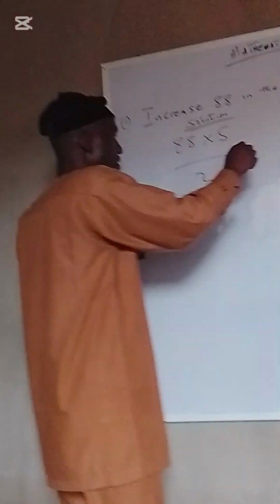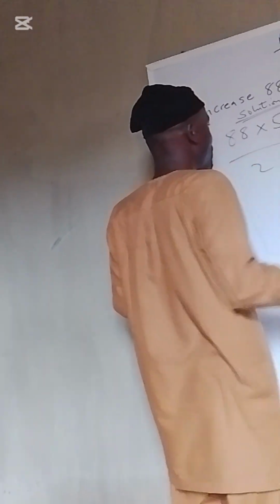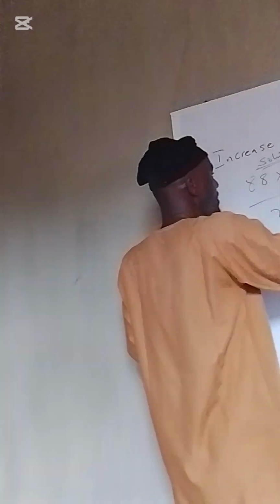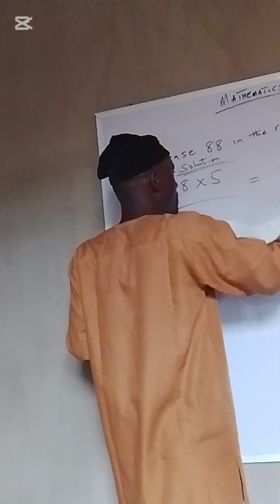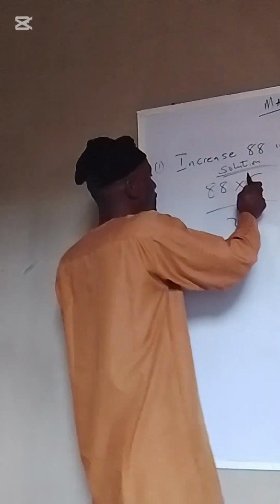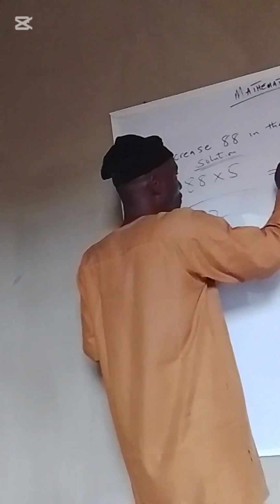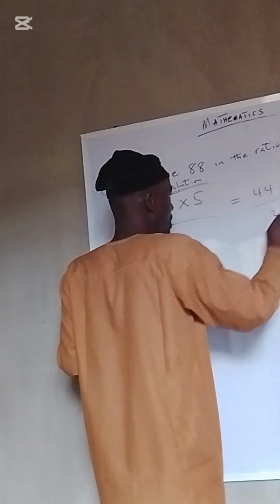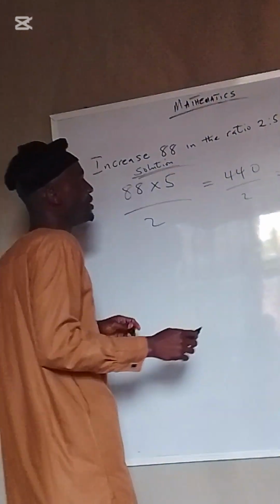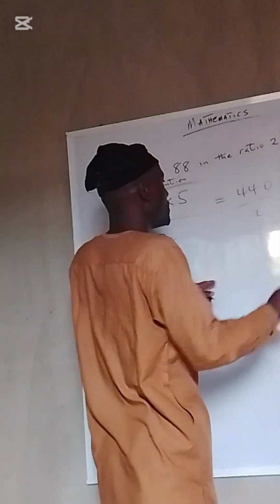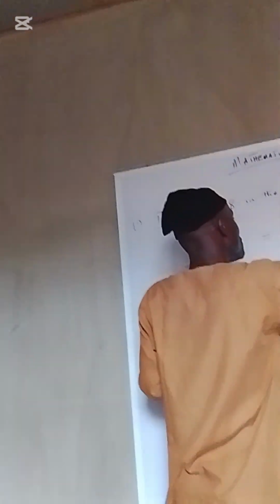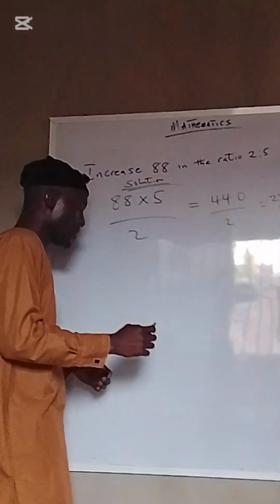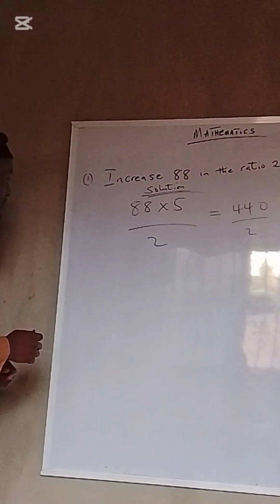Now, having known this, what is going to be 88 times 5? 5 times 8, that's 40. Write 0 and keep 4. 5 times 8, 40, plus that 4, 440, divided by 2. So how many 2 can we see in 44? That will give us 220. That's our final answer. But let's look at another question.